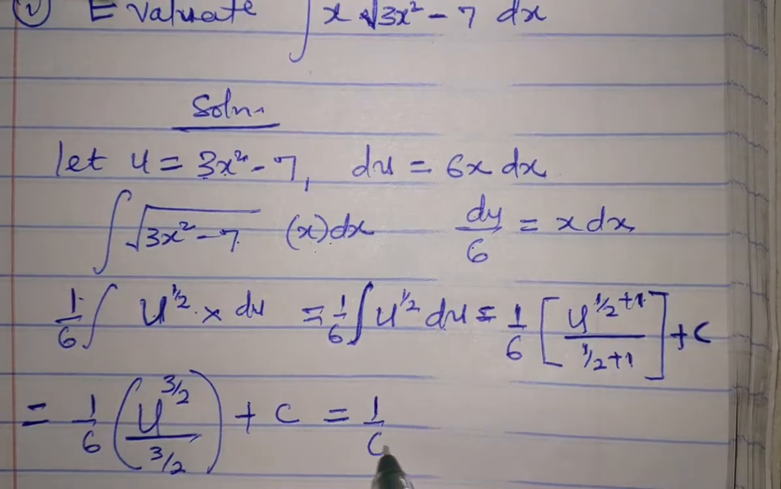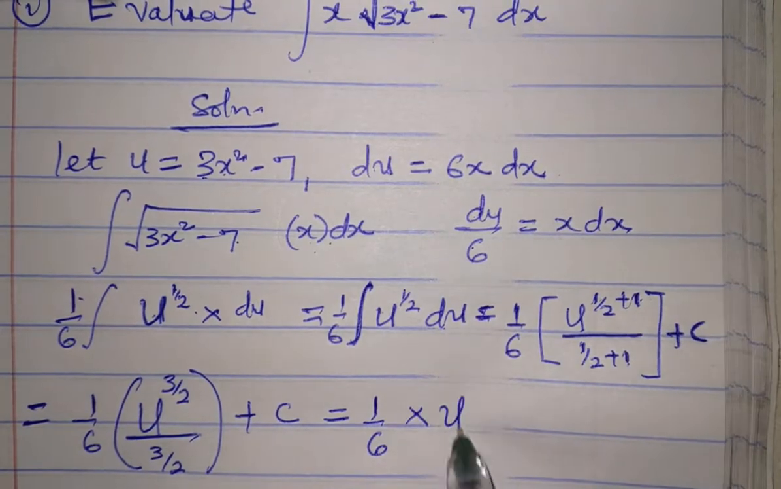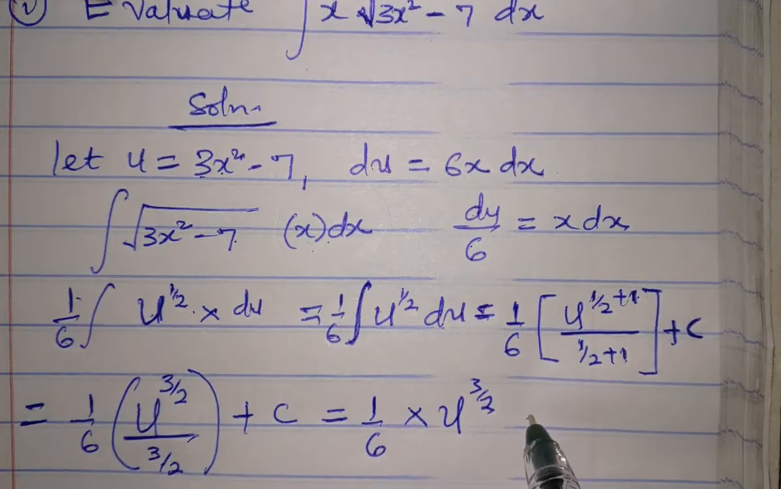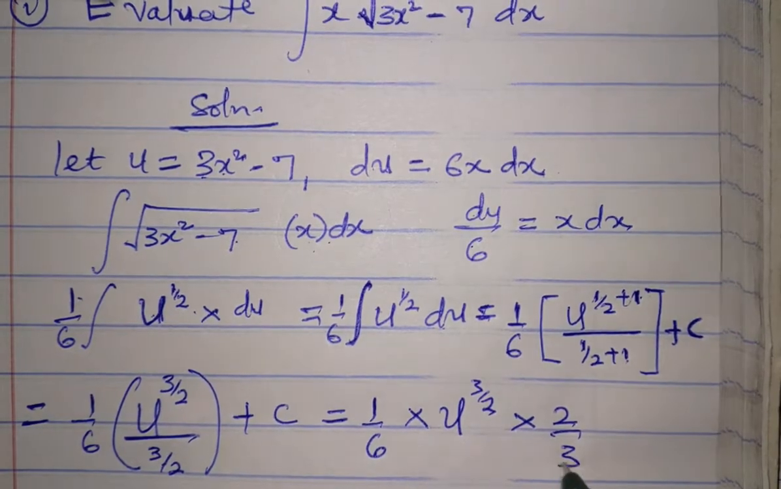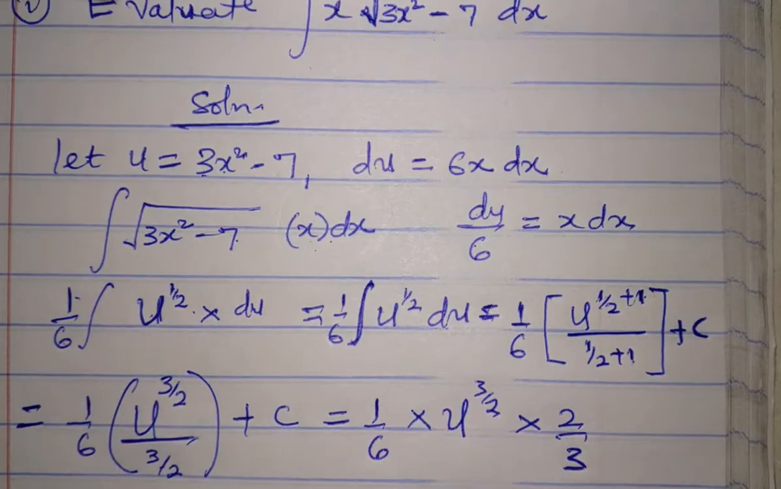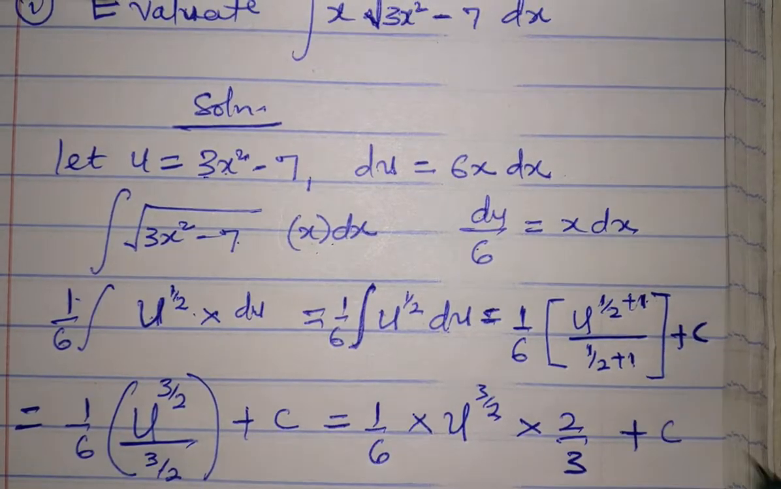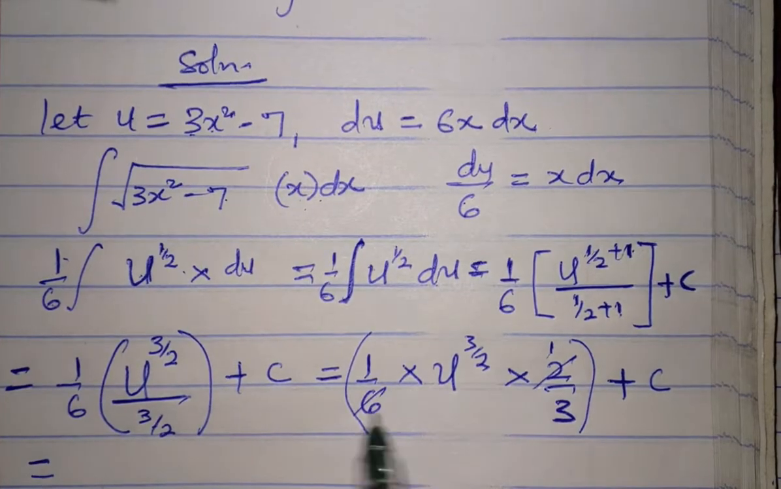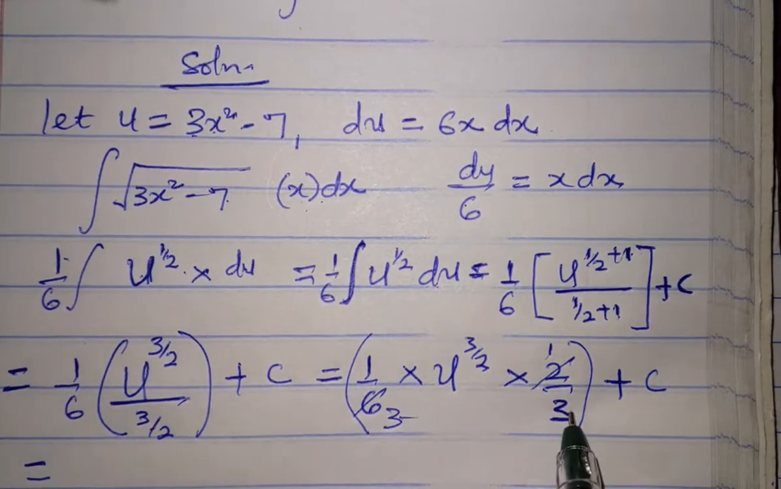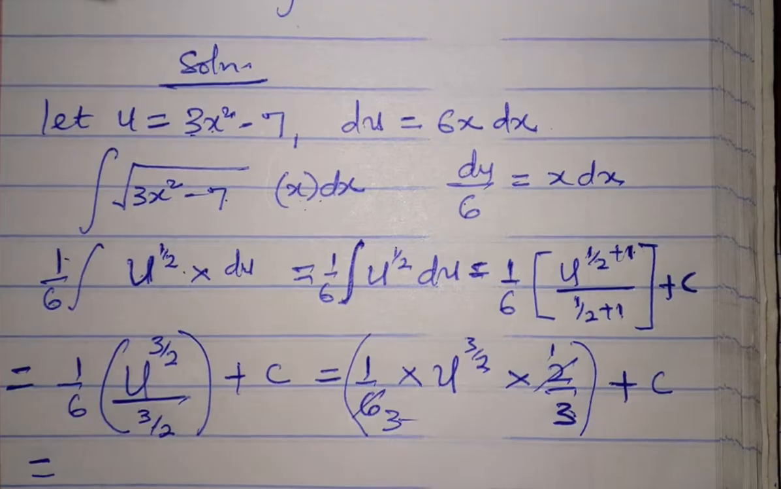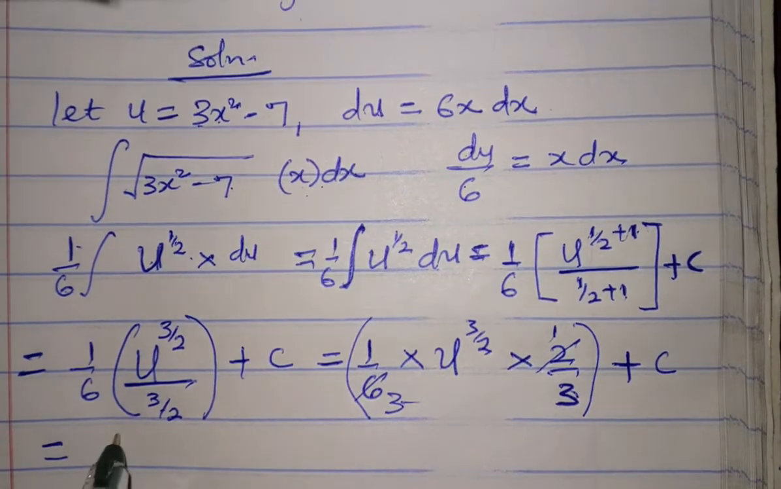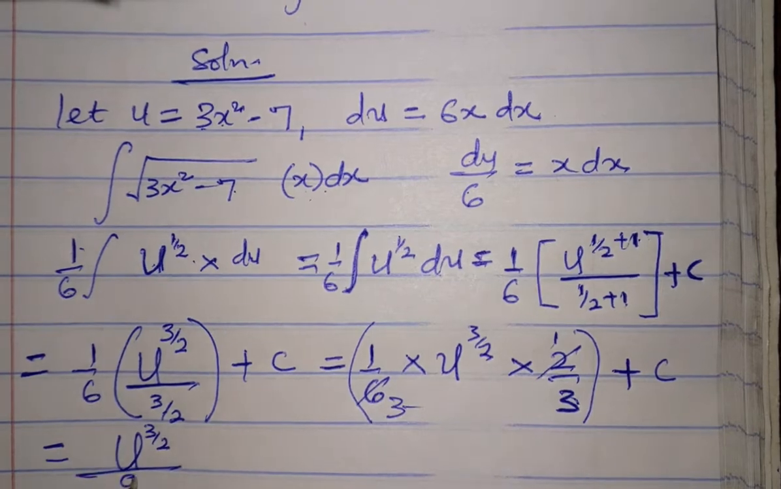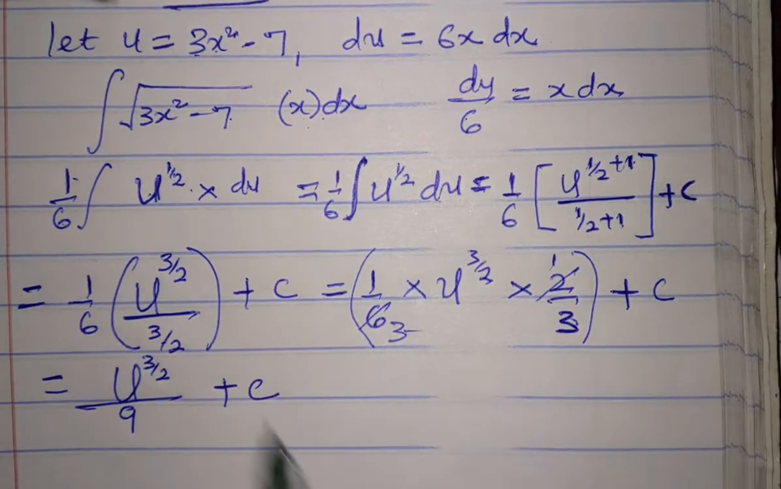So let's simplify. This is 1 over 6 times u to the power of 3 over 2. This 3 over 2 is actually 2 all over 3. Let's multiply this by 2 over 3 plus the arbitrary constant c. 2 here is 1, 2 here is 3. 3 times 3 is 9. So we have this u to the power of 3 over 2 all over 9 plus c.